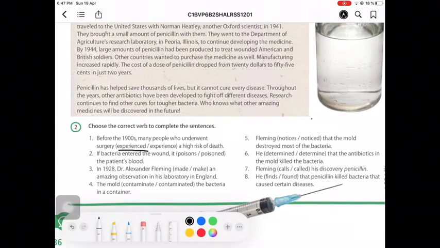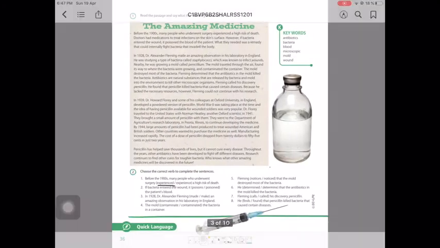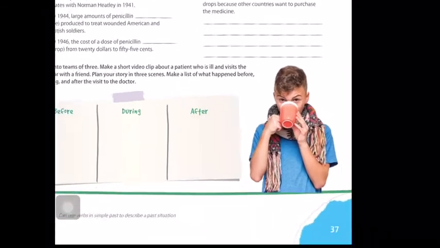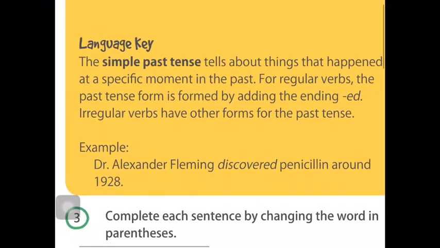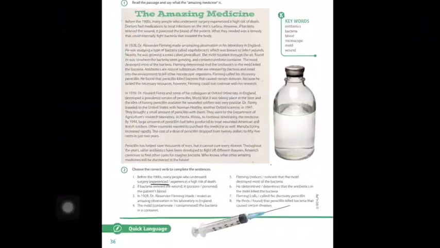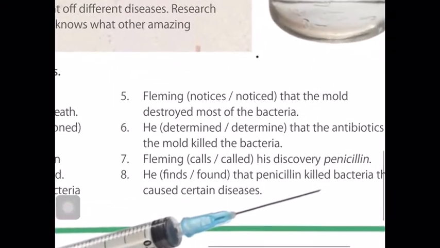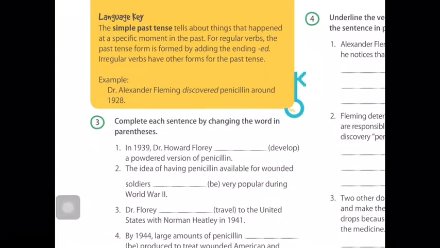Number 2, 3, 4, 5, 6, 7 and 8 you have to complete, in your books, or if you don't have your books, in your notebooks. Okay? On page 37, we have the explanation of the past simple. Past simple tense is this: experienced, made, contaminated, noticed, determined, called, found. Okay, this is the past, and here you have the explanation of the past.